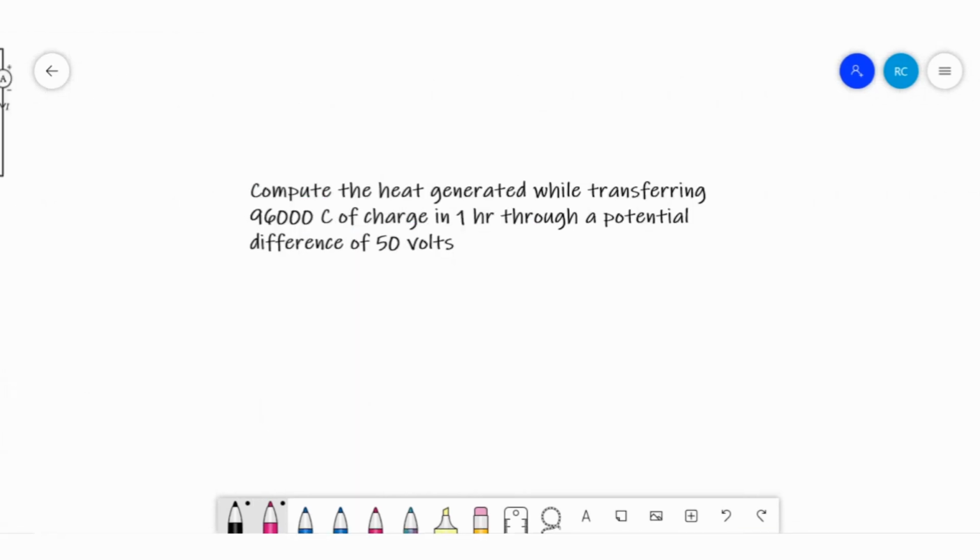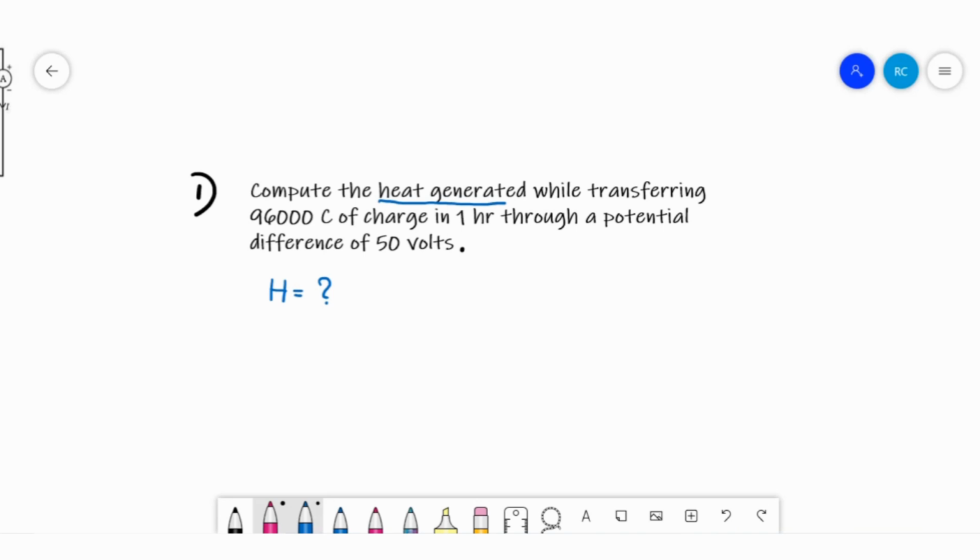Now we can solve one or two numericals based on Joule's law of heating. Look at this question. Compute the heat generated while transferring 96,000 coulomb of charge in 1 hour through a potential difference of 50 volts. So we need to calculate the heat generated, H, while transferring 96,000 coulomb of charge in 1 hour through a potential difference of 50 volts.